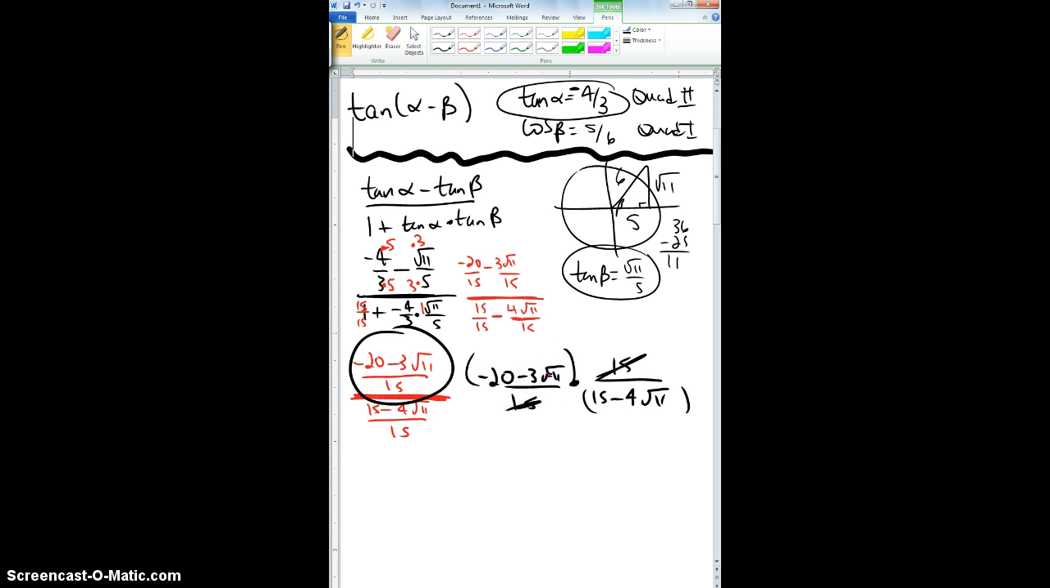So I'm stuck with them as is. So negative 20 minus 3 radical 11 all over 15 minus 4 radical 11. Now the problem here is our denominator has a radical, and if I multiply by the square root of 11, that's not going to fix it because I'm going to distribute it over here. And so what we use is conjugates.